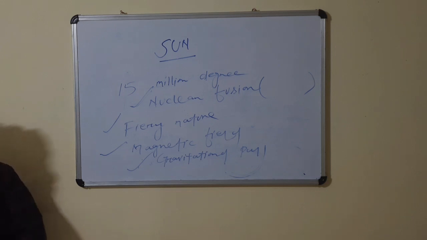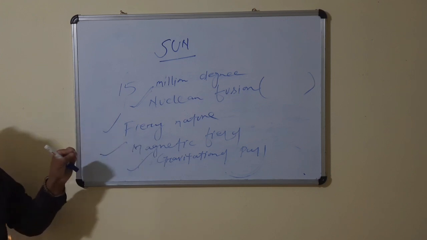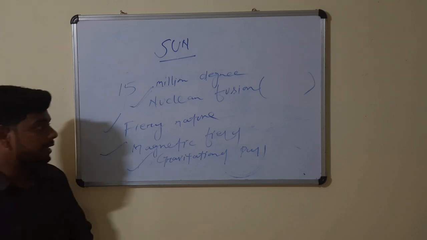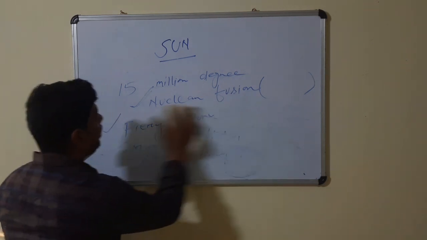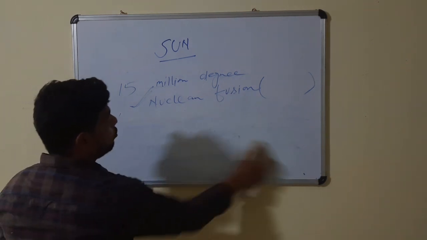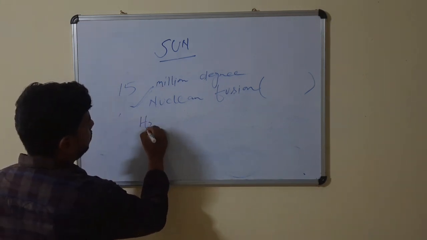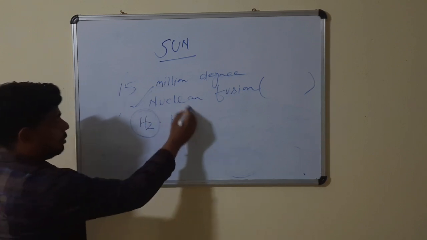So we understood now about the core and the important characteristics of the sun. In fact, the sun is mainly made up of two major gases, as I told in the nuclear fusion: hydrogen and helium. Clear? Hydrogen constitutes the highest amount, then after that helium.